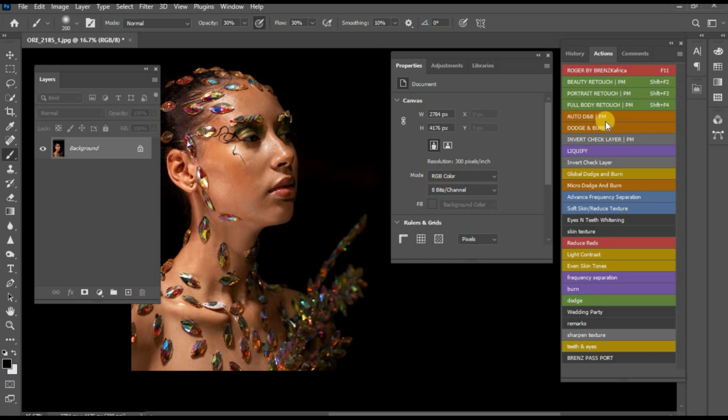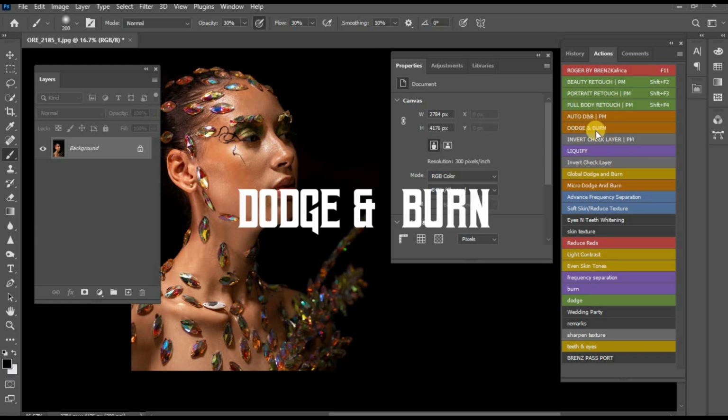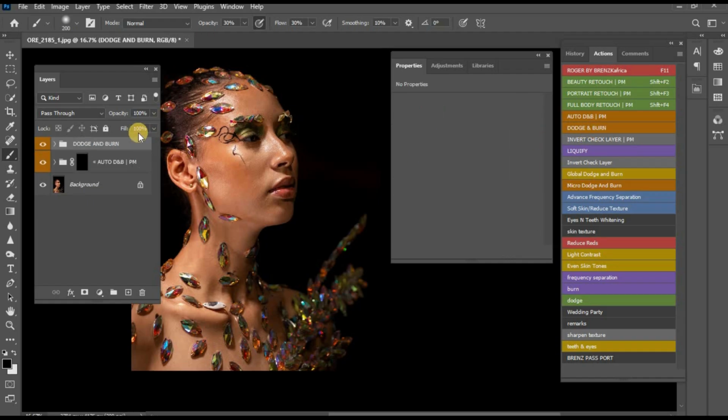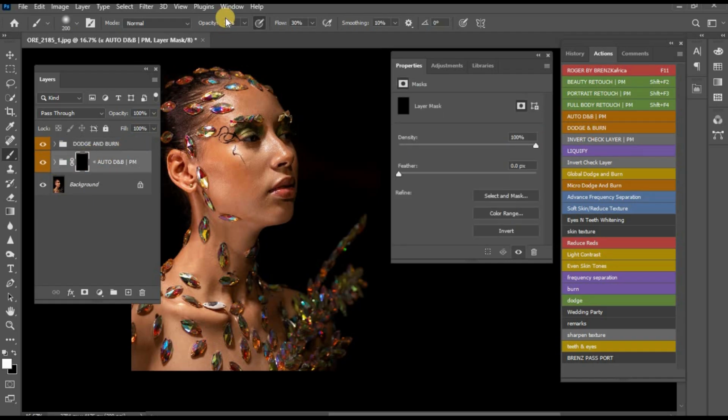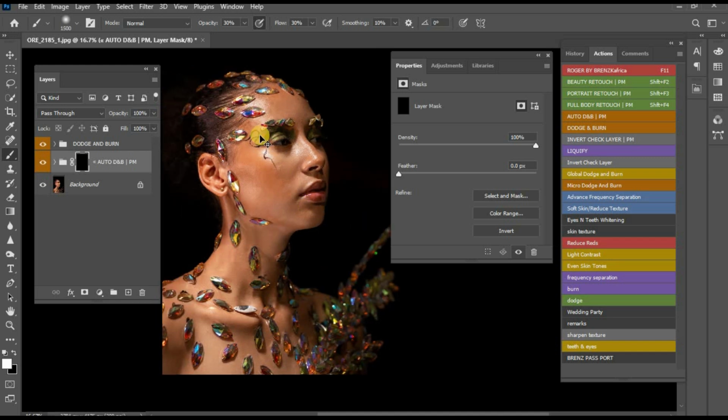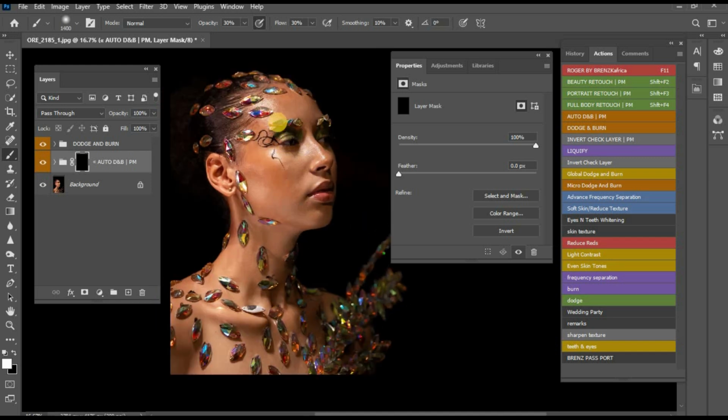So we see the options of dodge and burn. We see the auto, we have the global, and then we see the micro dodge and burn. So mistake number 3 is dodge and burn. Here we're going to be playing with two: the auto, and then the dodge and burn. What the auto does is combine the dodge and burn, but including gradients or blending option. So this is the before and after.